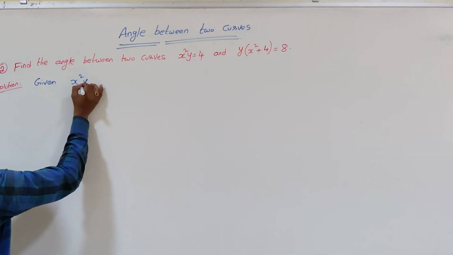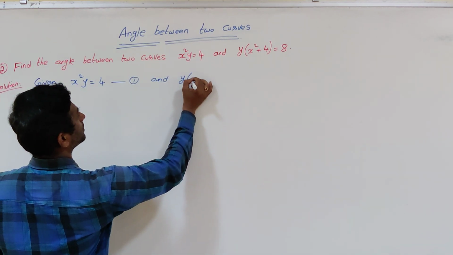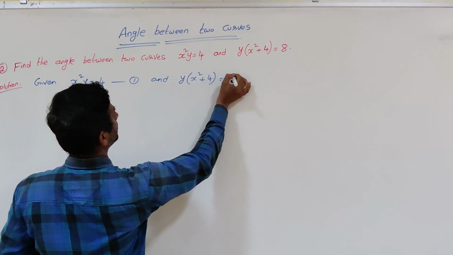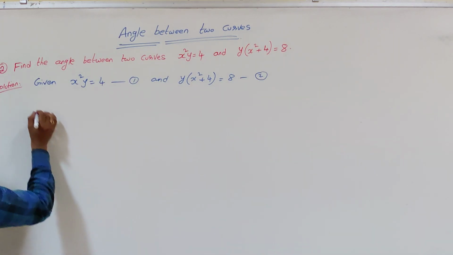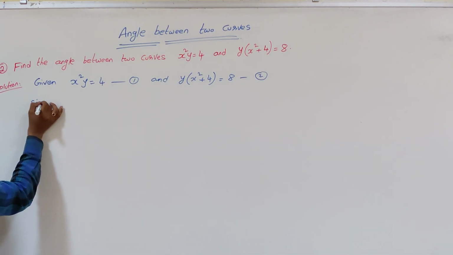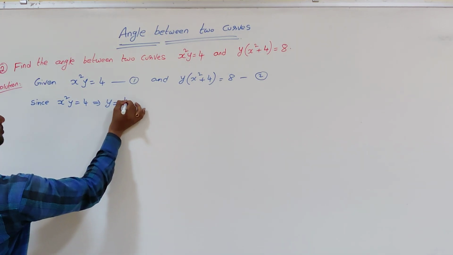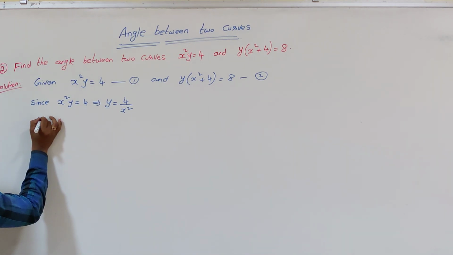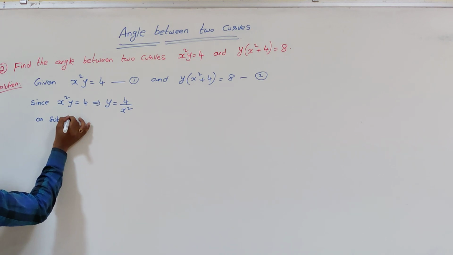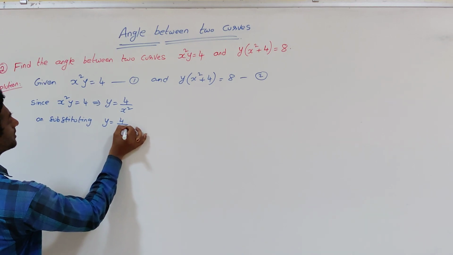So given x square y is equal to 4, that is the first equation, and y times of x square plus 4 is equal to 8, assume that is the second equation. Since x square y is equal to 4 implies y can be written as 4 by x square. Now substitute this, substituting y is equal to 4 by x square in equation 2.